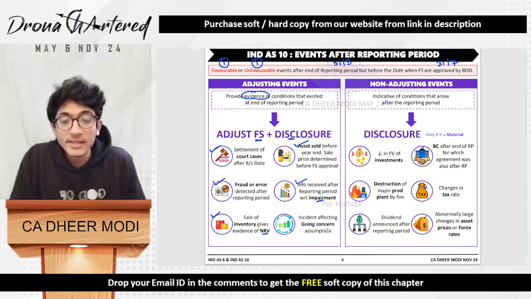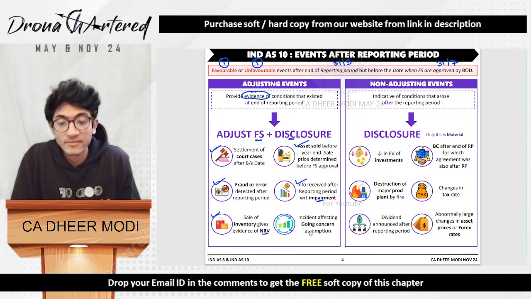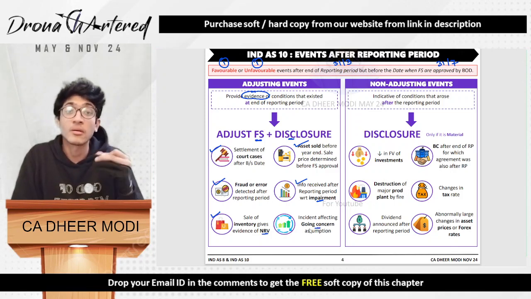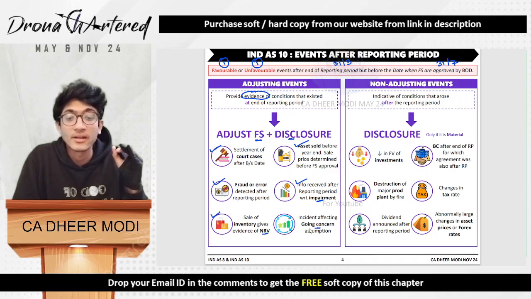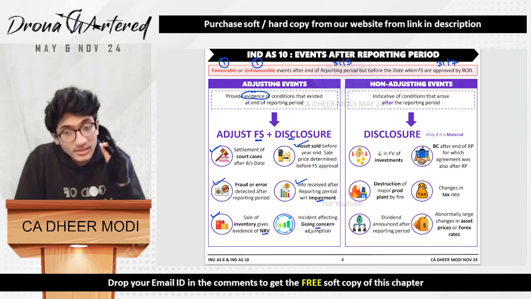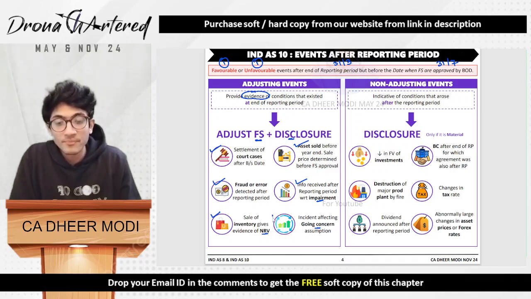And last is any incident affecting your going concern assumption. Very important. If there is any incident, suppose a fire in a major plant, and it affects your going concern assumption, then this will definitely be an adjusting event.